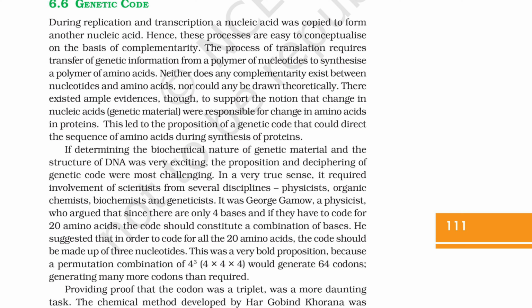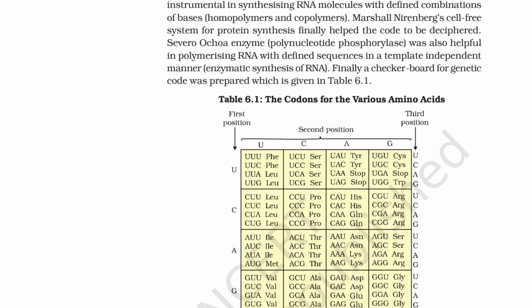The chemical method developed by Hargobind Khorana was instrumental in synthesizing RNA molecules with defined combinations of bases, homopolymers and copolymers. Marshall Nirenberg's cell-free system for protein synthesis finally helped the code to be deciphered. Severo Ochoa's enzyme, polynucleotide phosphorylase, was also helpful in polymerizing RNA with defined sequences in a template-independent manner, enzymatic synthesis of RNA.